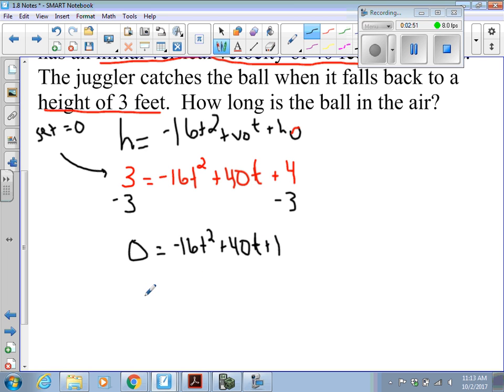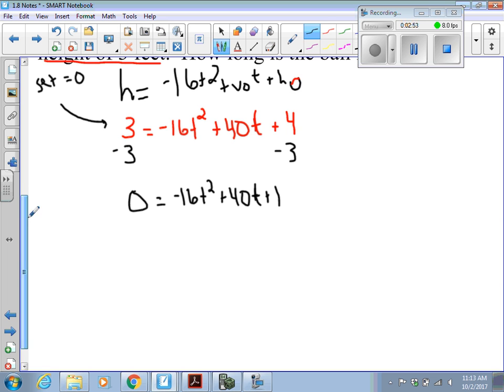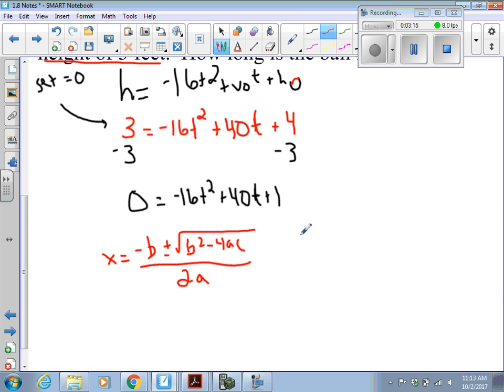Okay. So now what we're going to do is use the quadratic formula to solve. Remember, the quadratic formula is as so. We have x equals negative b plus or minus the square root of b squared minus 4 times a times c, all over 2a. So let's list this. Our a value looks like it's negative 16, our b value is 40, and our c value is 1.